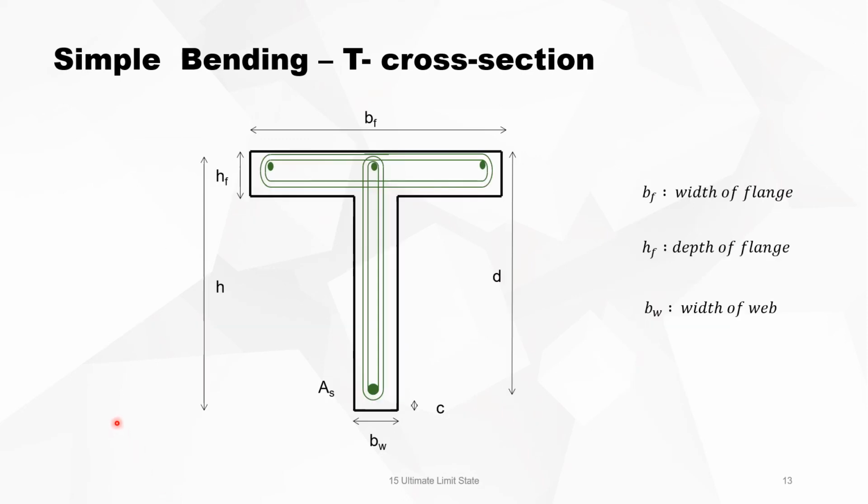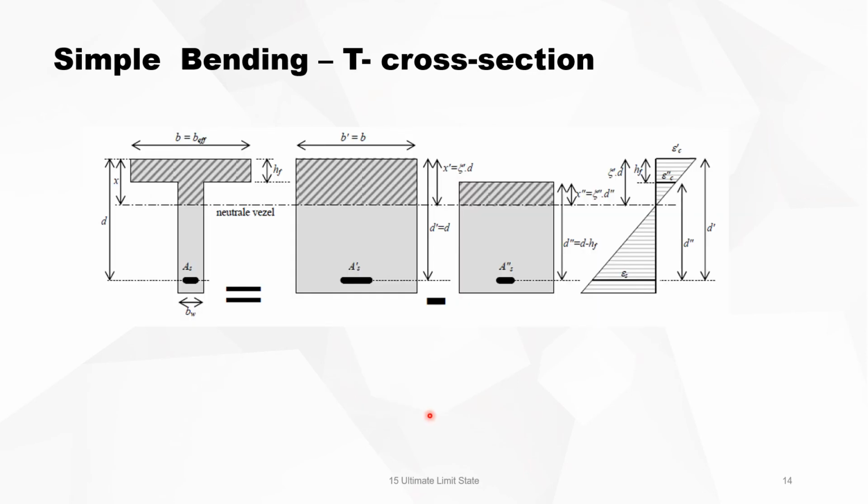Consider now a T-section. BF, we call that the width of the flange, HF is the depth of the flange, and BW is the width of the web. And the definition of H and D and C, it's all the same as with rectangular sections. Now, how do we calculate in a simple way a T-section? In fact, it is simple.